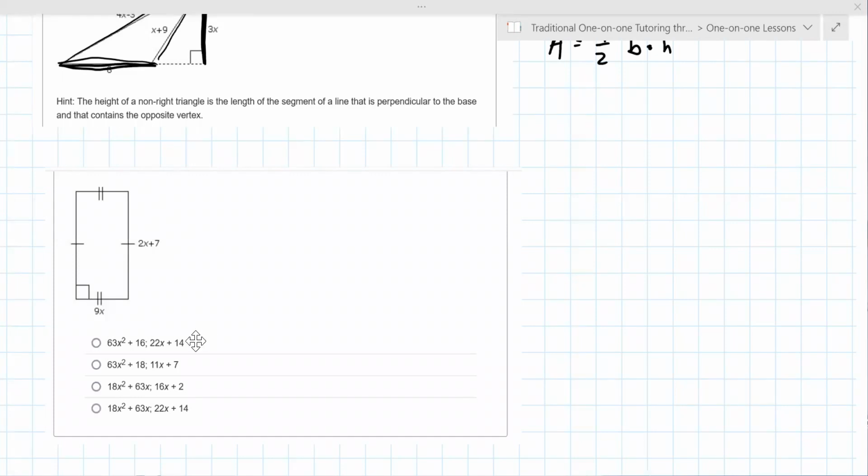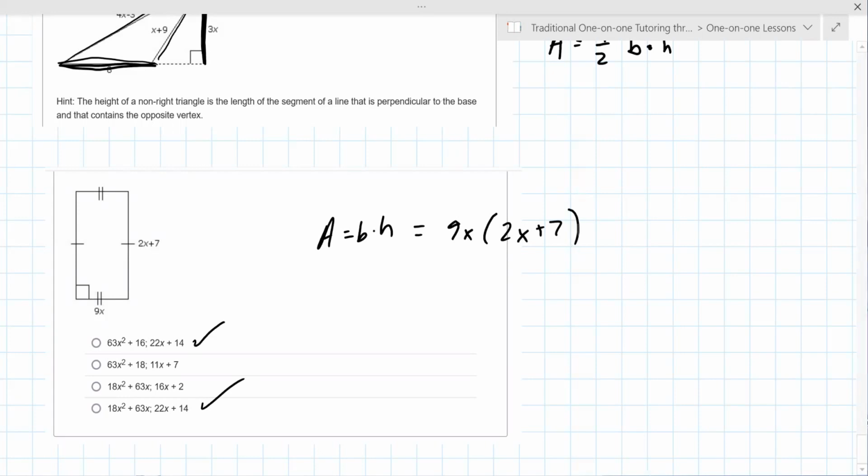Okay, so that gets you down to answers A or D. So area is base times height. So you've got to multiply those two together. 9x times 2x plus 7. Letter D. I agree.